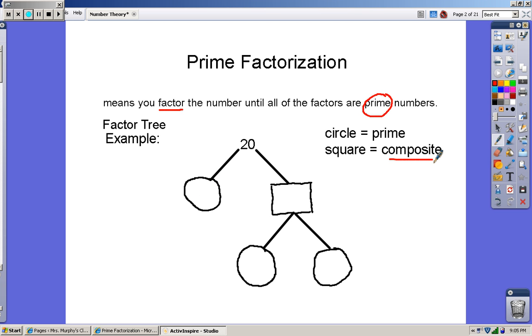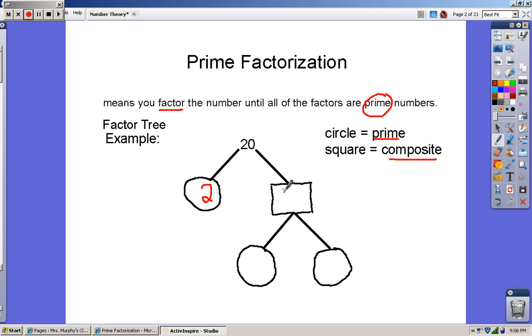But my square is going to represent composite numbers. My circle is going to represent prime numbers. So whatever I put here has to be a composite number. Whatever I put here has to be a prime number, just for my brain's sake. That helps my brain reason this out.